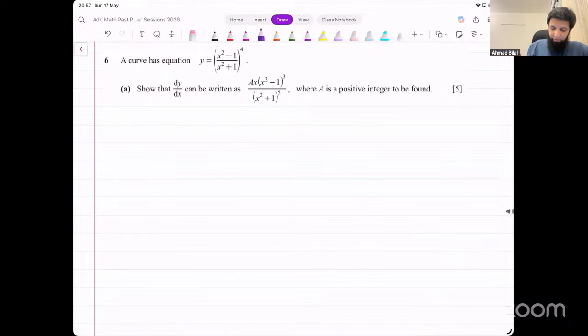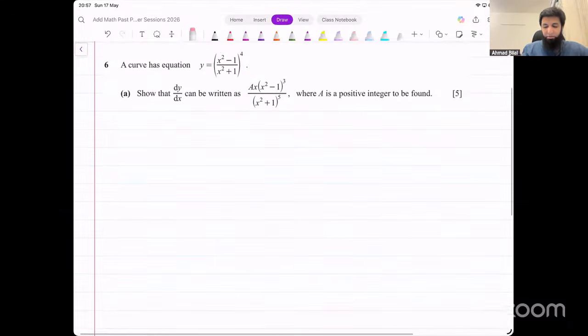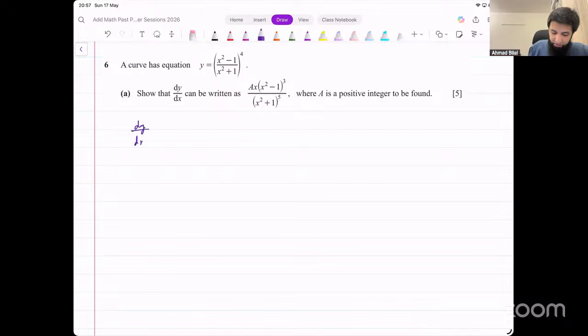Let's find the derivative of this. How do you do that? It's a fraction and there's a power on top of that. We can use the power rule on this, right? Let's apply the power rule on this and see what that gives us. dy over dx. Multiply by the power, so we multiply by 4. Subtract 1 from the power: (x squared minus 1) divided by (x squared plus 1), whole raised to the power 3. Then we multiply by the derivative of what is inside.